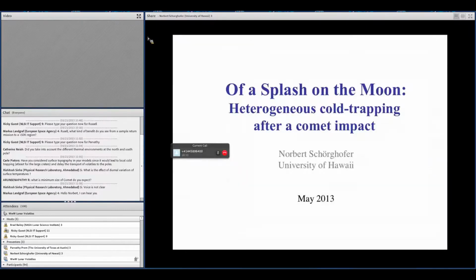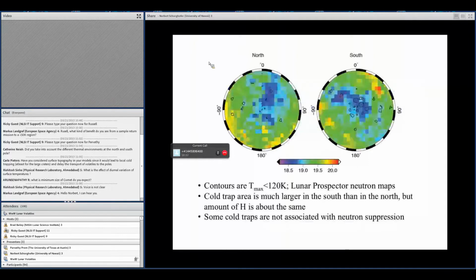So this is also about comet impact on the moon. And on the second slide, I show cold traps. The black contours are cold traps at 120 Kelvin, and some Lunar Prospector neutron data. Please note right away that the amount of neutron suppression, and so the amount of hydrogen, is about the same in both hemispheres, but the cold traps are much larger in the south than in the north.